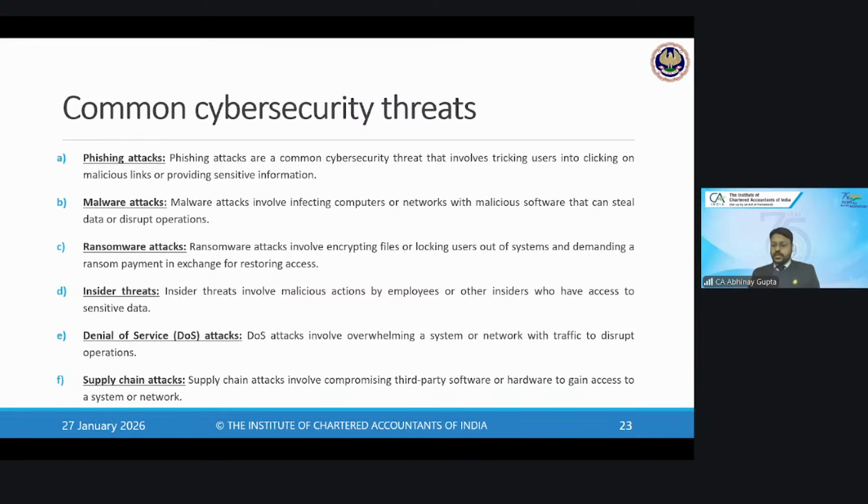What are the common cybersecurity threats? Phishing attacks, malware attacks, ransomware, insider threats, denial of service, and supply chain. So, what do you mean by phishing attacks?